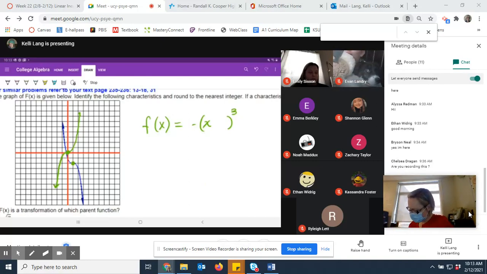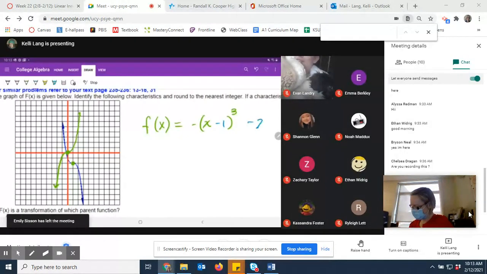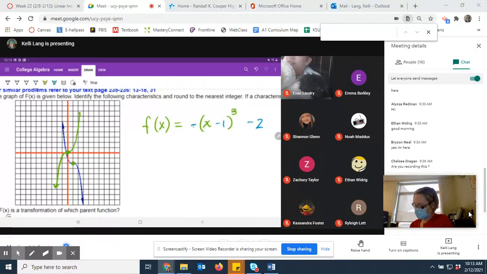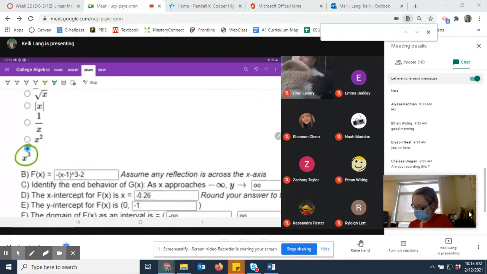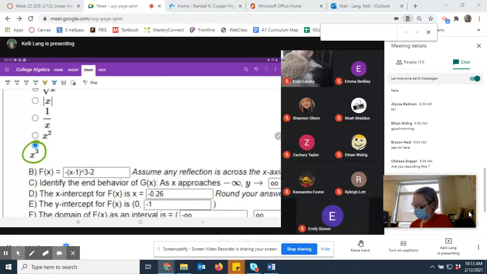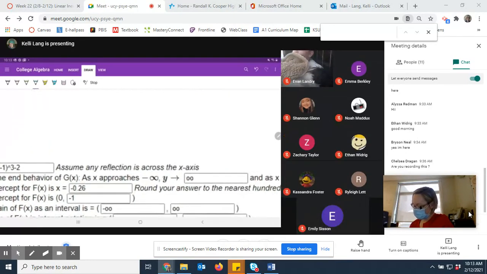So we've flipped. We don't need to condense or stretch. It looks like all we need to do is now shift it 1 unit to the right and 2 units down. So this is our function that we can build out of the parent function. So that's what we type in where they ask for what f of x is equal to. Oh, they even told you to assume that the reflection is across the x-axis. It wouldn't have mattered, but they told you specifically.